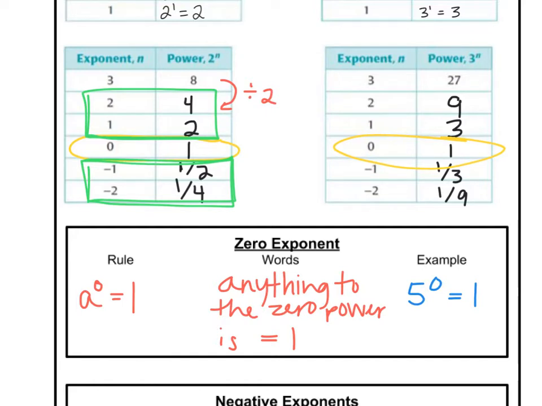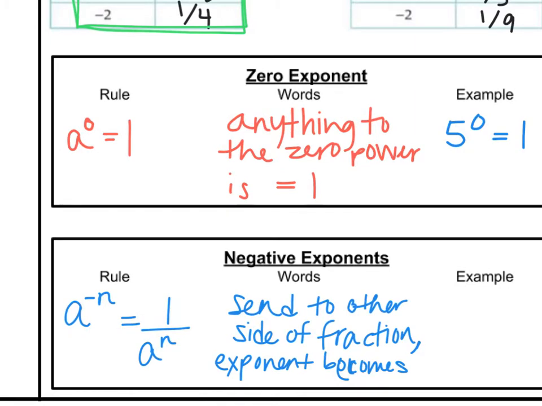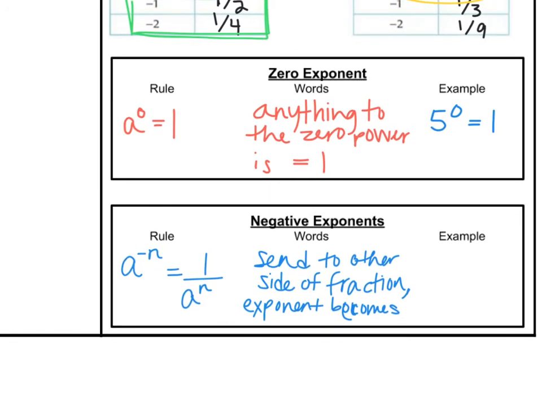Okay. So cool. When you send it to the other side, the exponent becomes positive. Now what if it's like 2a to the negative whatever? Like if there's a number before the variable? Well, the 2 would have a positive exponent. They have separate exponents. The exponent becomes positive.